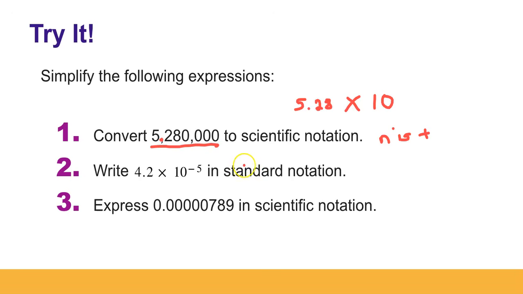Now I need to figure out, all right, I know it's going to be a positive number, but what is the number going to be? Let's think about here's where the decimal is. Here's where I want it to be, and we just need to count 1, 2, 3, 4, 5, 6. So it's to the sixth power because that's how many times we moved this decimal to get the number we wanted, or the coefficient. All right, let's look at the next one.